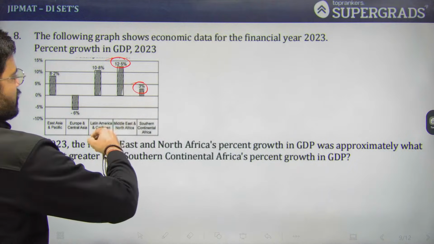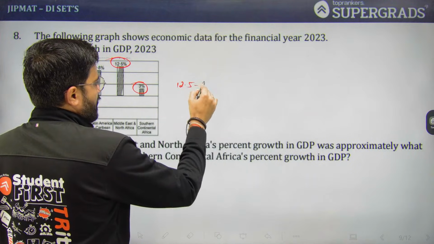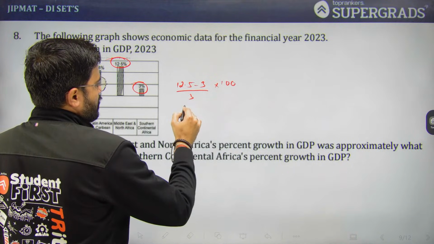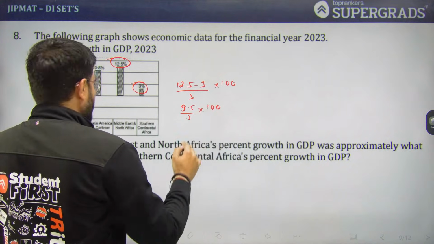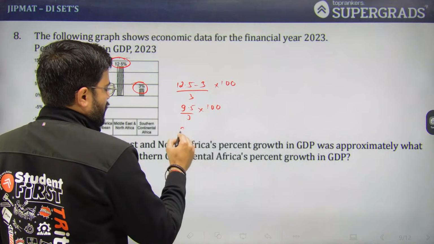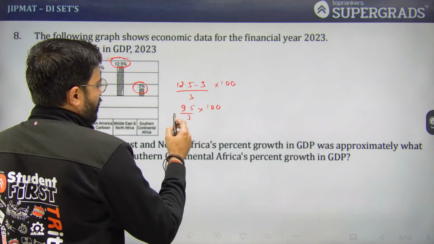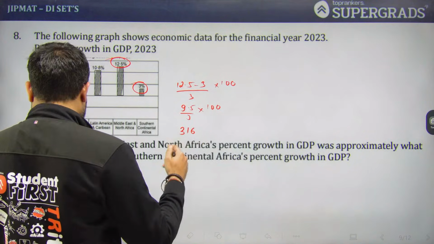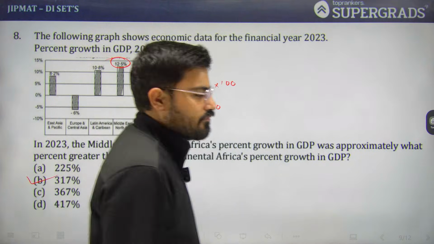That is 3%. So percentage change is final minus initial over initial into 100. So you will get 9.5 by 3 into 100. So this will be 950 divided by 3, so 316.66, which is approximately 317%.